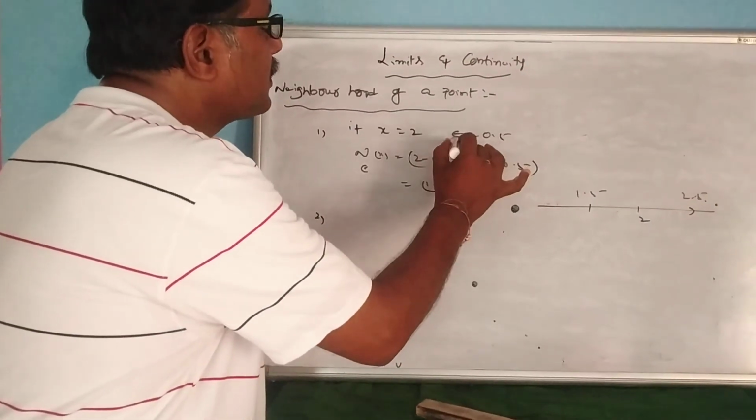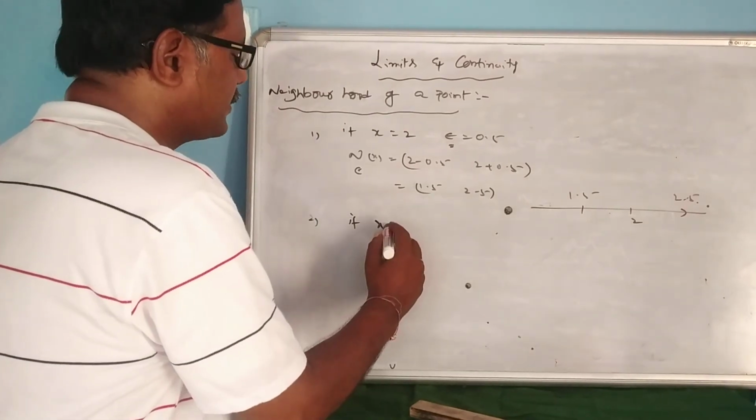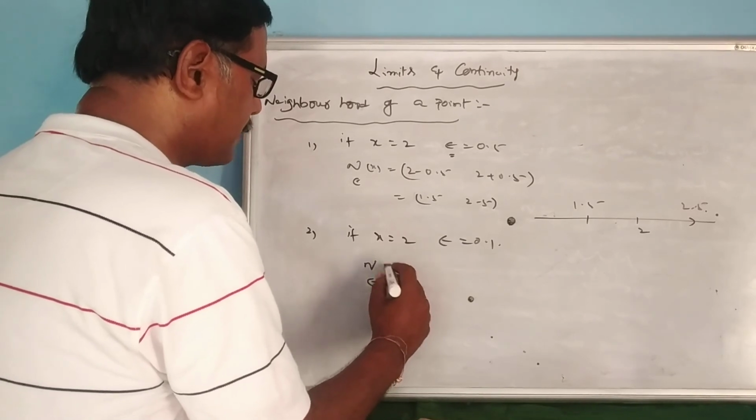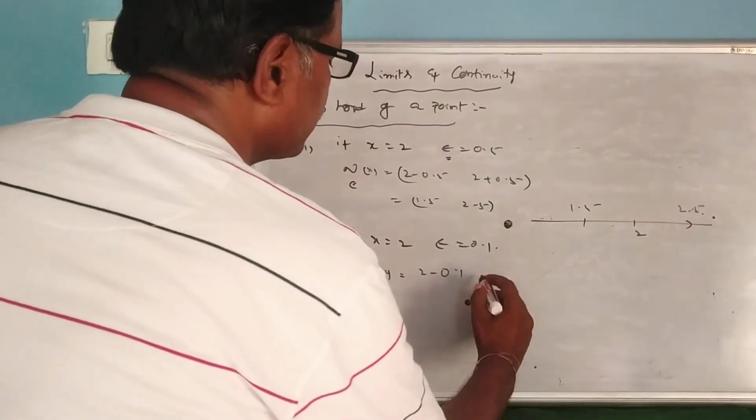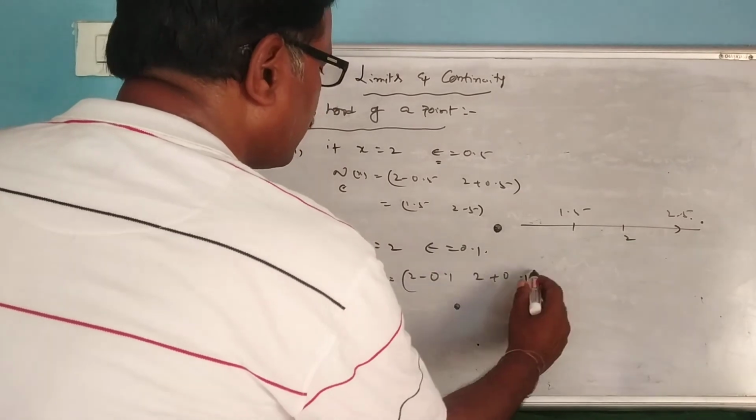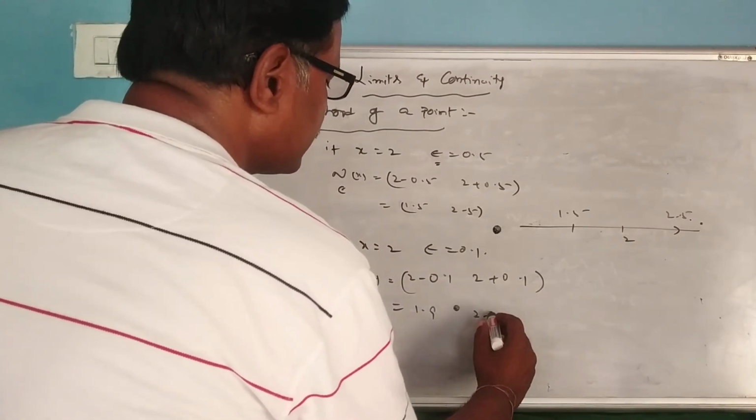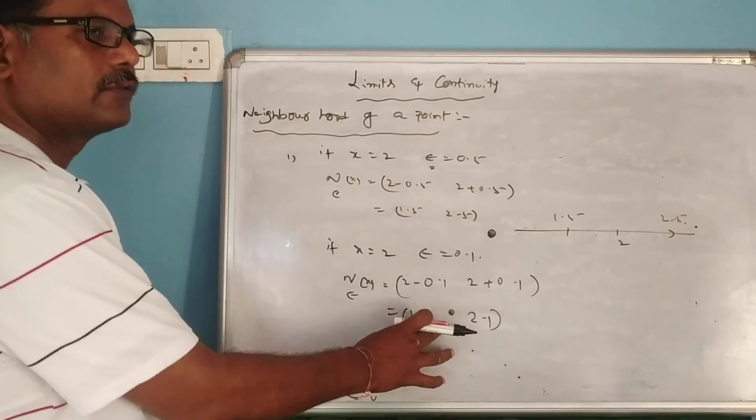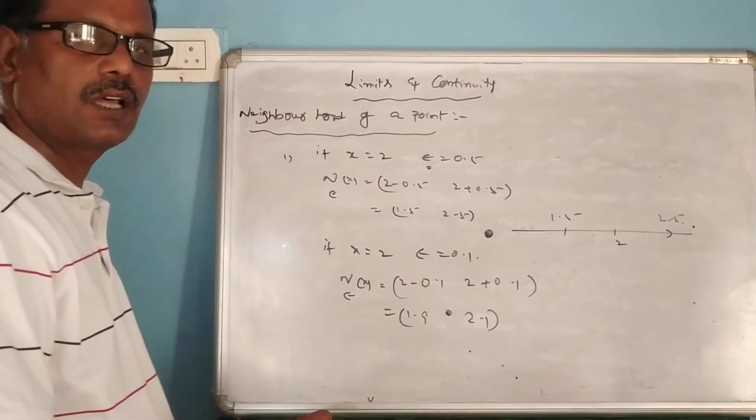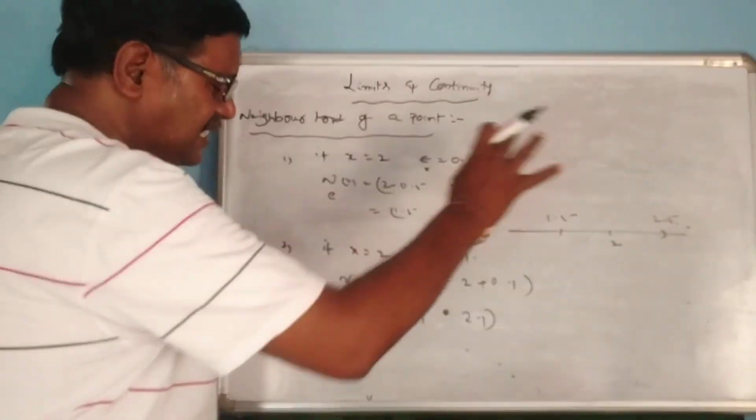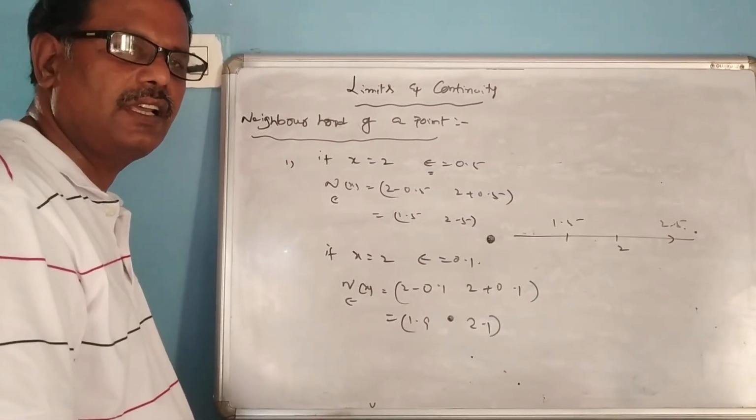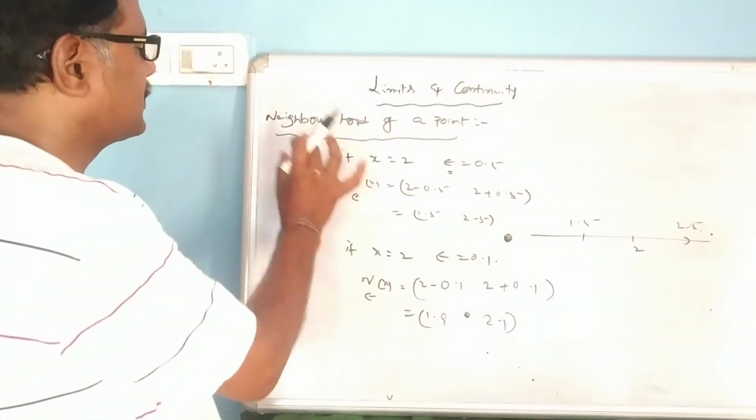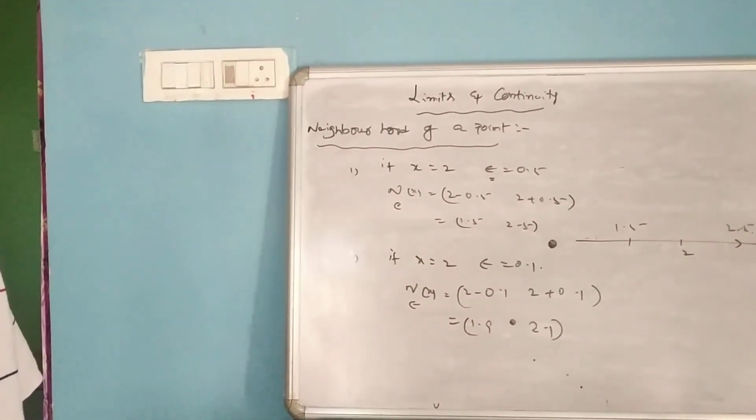The neighborhood of a point depends upon the value of epsilon. For example, x is equal to 2, epsilon is equal to 0.1. Then N epsilon of x is equal to (2 minus 0.1, 2 plus 0.1), that is (1.9, 2.1). This is also a neighborhood of 2. These two sets are very different. The second one is a subset of the first one.